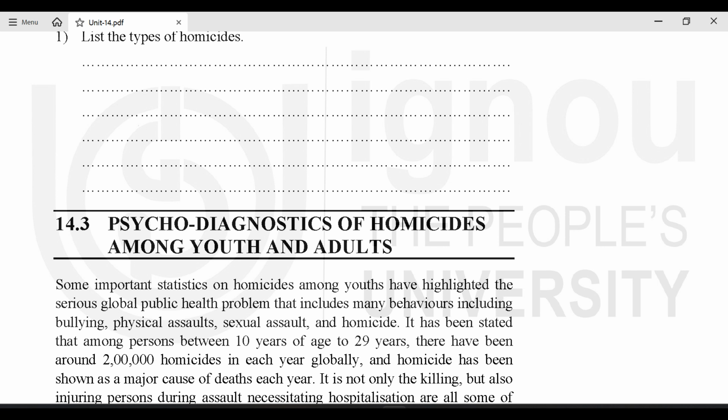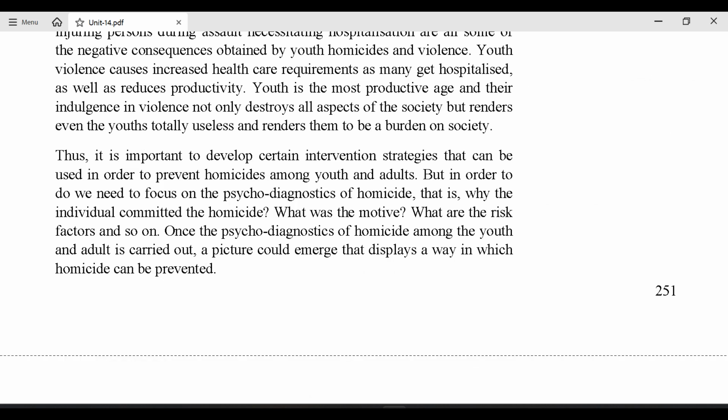It is not only the killing, but also injuring persons during assault necessitating hospitalization, that are some of the negative consequences of youth homicides and violence. Youth violence causes increased health care requirements as many get hospitalized, as well as reduces productivity. Youth is the most productive age, and their indulgence in violence not only destroys all aspects of the society but renders even the youths totally useless and a burden on society.